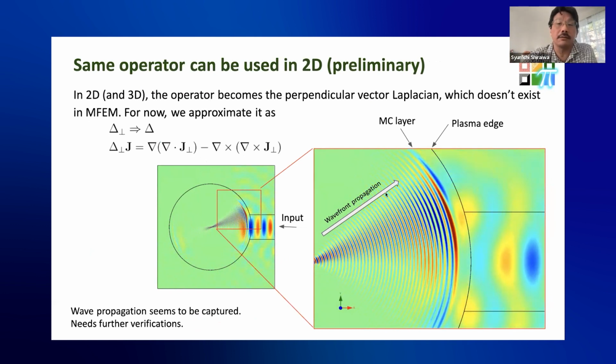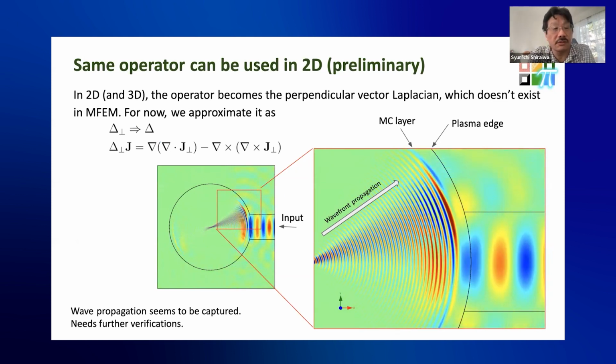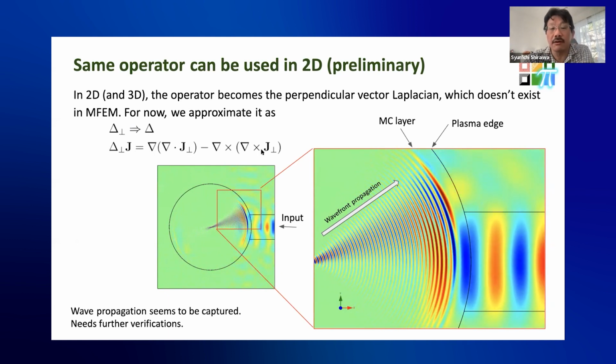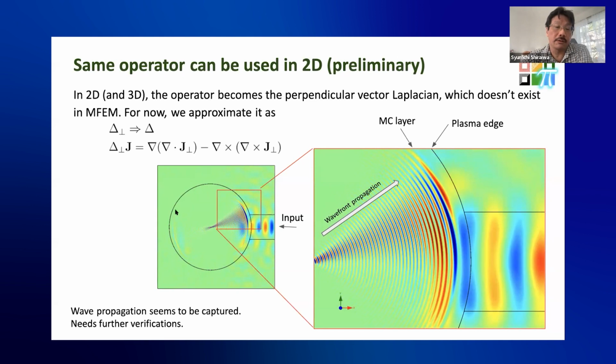There's a little bit, I said this is preliminary. The reason is because the operator in 2D or 3D becomes a perpendicular vector Laplacian, which doesn't exist in MFEM right now. So for now, for this testing, we replace this perpendicular vector Laplacian with just a vector Laplacian. And then we change this vector Laplacian this way, the div curl and curl gradient div and curl operation. Both of them can be filled using MFEM bilinear integrators.